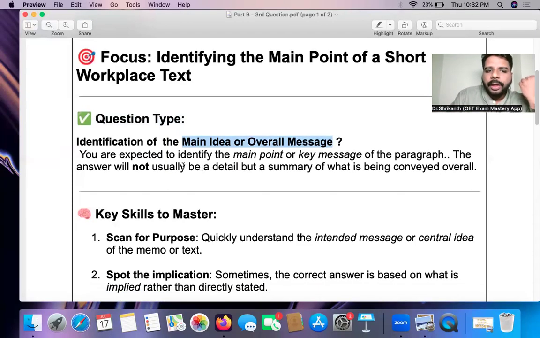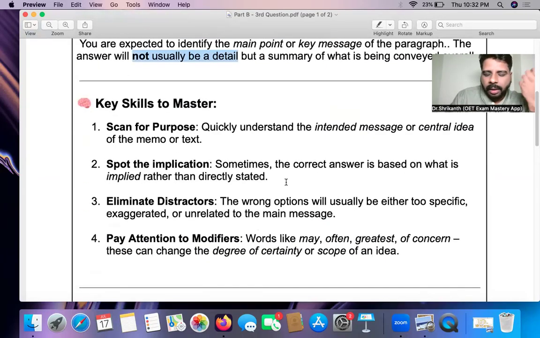Here you are expected to identify the main point or key message of the paragraph. The answer will not usually be a detail, but it will be a summary of what is being concerned. So I'll send this document to you. You can read this document and find the answer on your own. Anyway, these are some skills that you need to have.